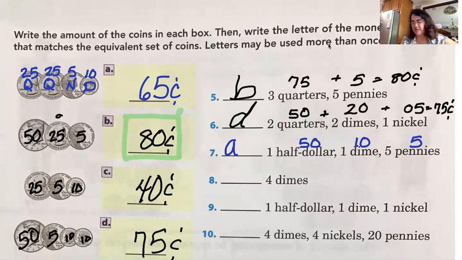4 dimes, boys and girls, 4 dimes is the same as 40 cents, right? Each dime is worth 10 cents, and if we count by tens, we go 10, 20, 30, 40. 40 cents, that's a C.